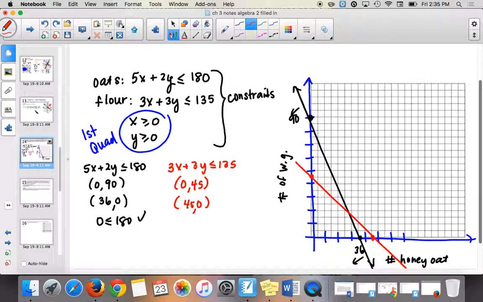All right, and then we shade towards 0, 0 again because 0 is less than or equal to 135 is true. So do we see where the final region is? A lot of people always like blurt out, it's a trapezoid. It's not a trapezoid. It's just a quadrilateral, right? It's a four-sided figure. Do we all see the quadrilateral? So it's here, here, here, and here. And we're just going to shade it in.